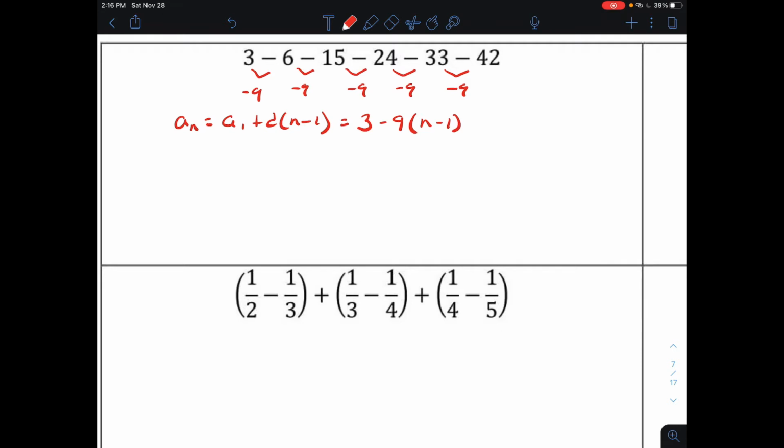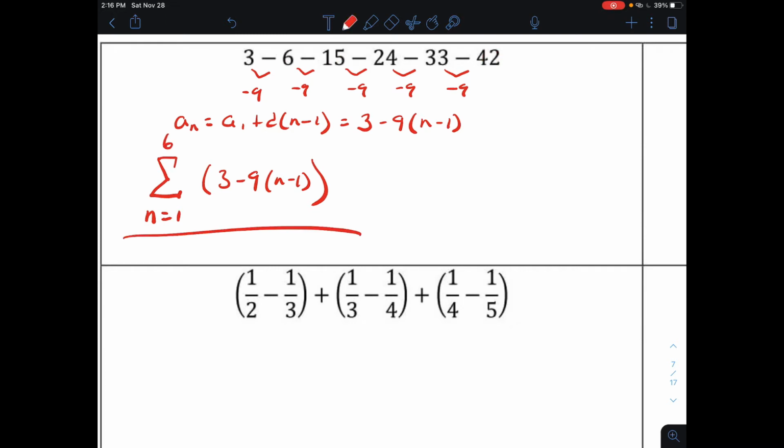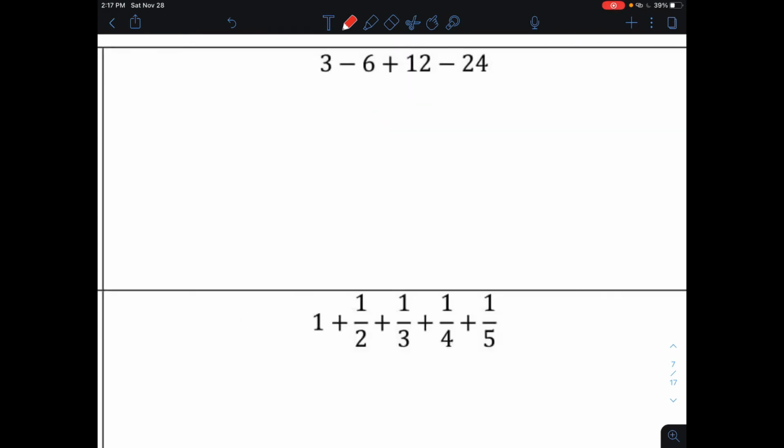And you don't really have to simplify that, because we're just trying to write a summation. So I'd write this as the summation from n is equal to 1, and we'll worry about the top number in just a minute, of our explicit formula, 3 minus 9 times n minus 1. Now the number on top is, well, how many terms did I have? 1, 2, 3, 4, 5, 6. So my top number here is 6. There's our sigma notation.